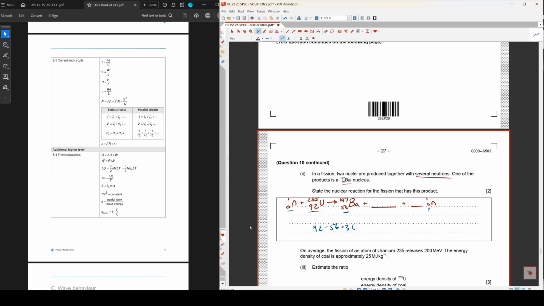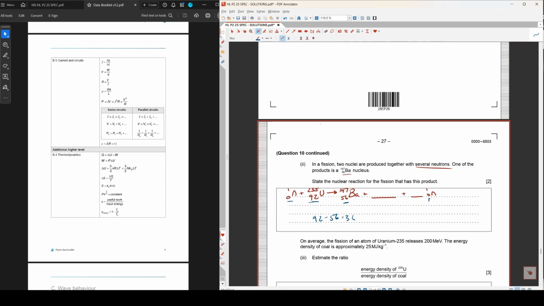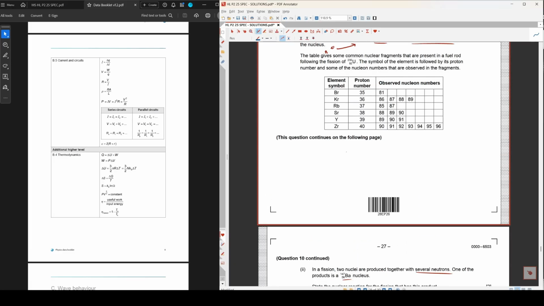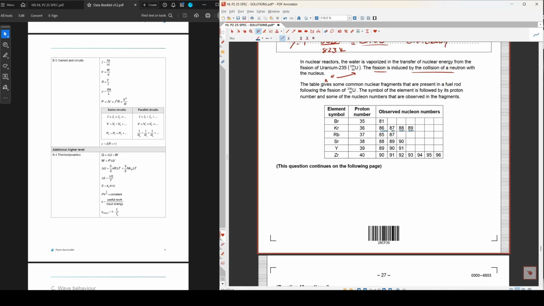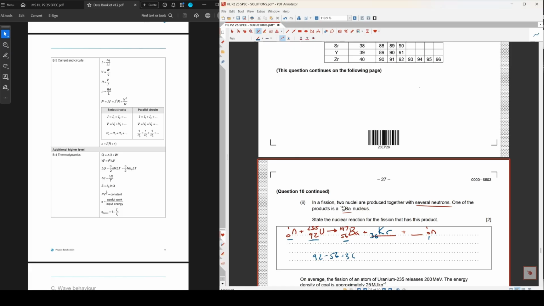I need to come up to my little cheater periodic table and look up 36. That's krypton, I think, Kr. Okay, Kr 36. Now, the question is, how do I know which one? It's either 86, 87, 88, or 89. Which one is it going to be? Well, it's produced with several neutrons.